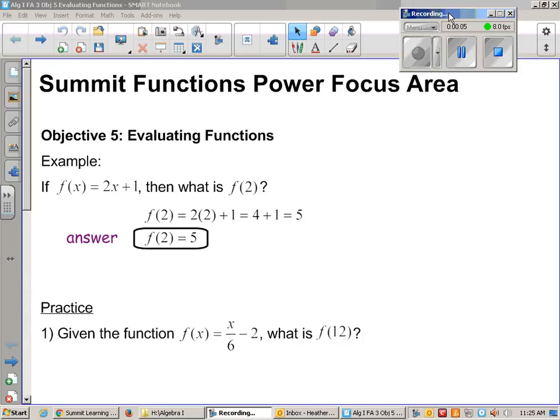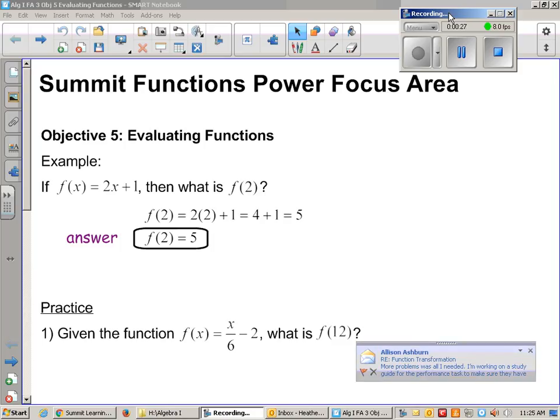In this video, we're going to talk about Objective 5, evaluating functions. In order to get these questions on the content assessment, you basically need to understand two main things. First, understanding what function notation means and how to use it. And second, how to plug numbers in and use the correct order of operations to simplify.